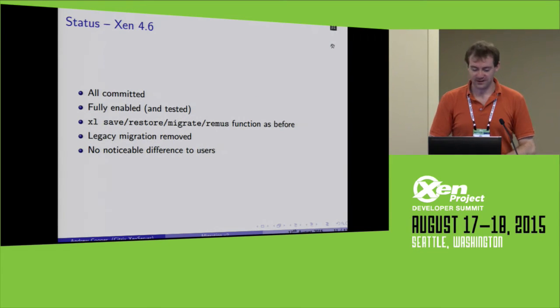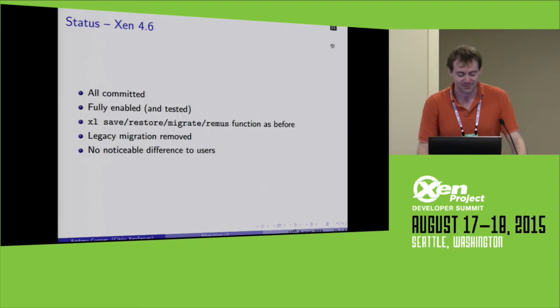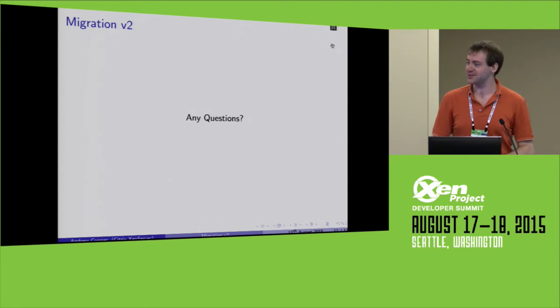As far as 4.6 goes, we have some fairly good news. It's all fully committed, it's all fully enabled. OSS test is now testing it. From a command line point of view, XL save, restore, migrate, and XL remus all will continue to function as they did before. We completely removed the legacy code. I believe there were some cheers that happened when that commit got accepted. And there should be no noticeable difference to users. It might go a little faster. Any questions?